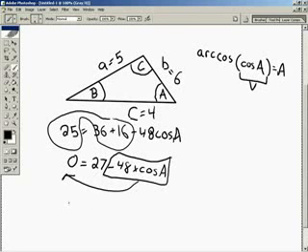Could we do that? Yeah, just take it over to the other side. And what would happen if you did that? It turns positive. Right. So 48 cosine of A equals 27.